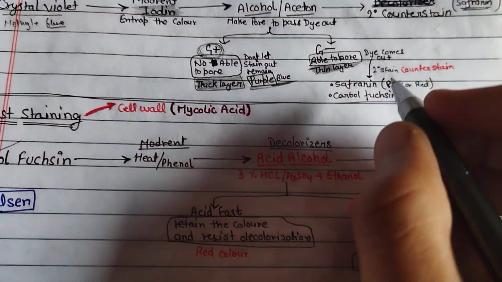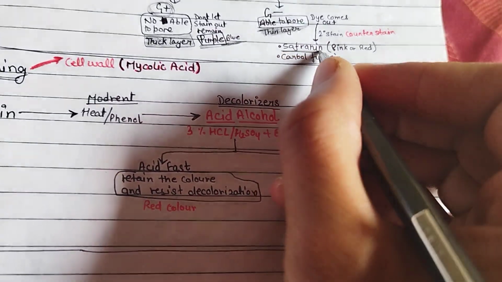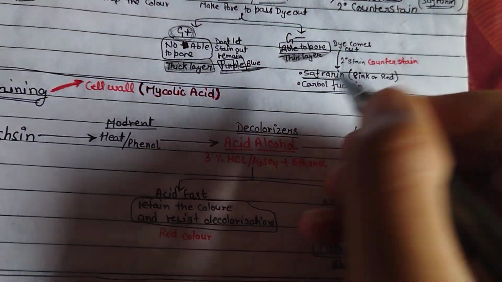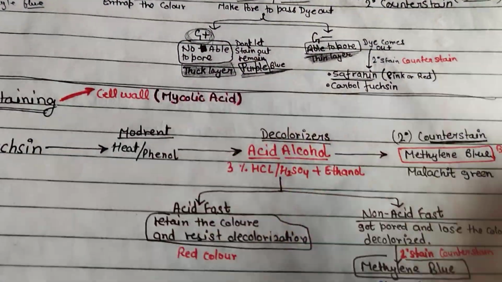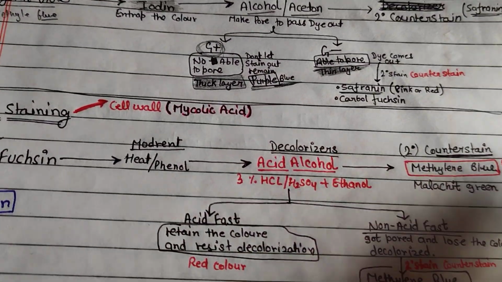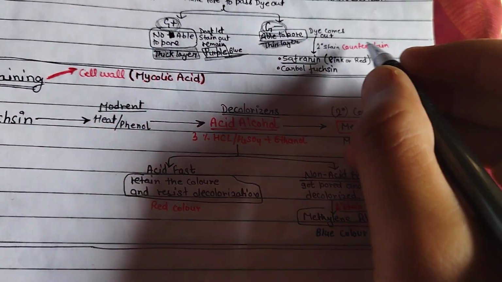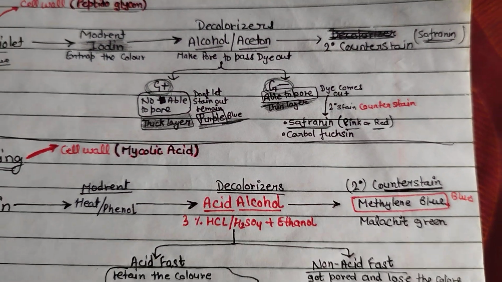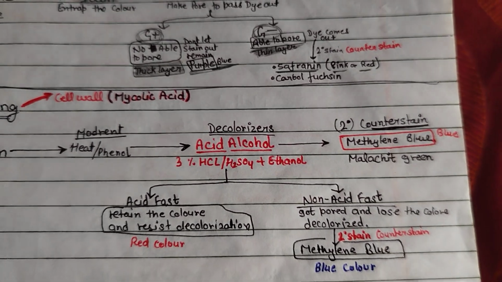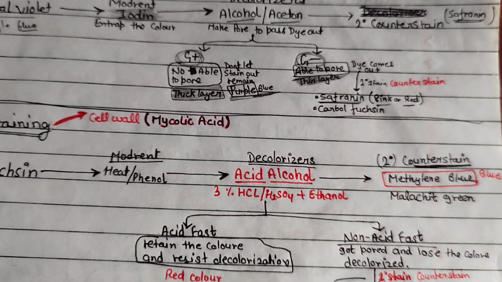Then we use a second stain, which is a counter stain or our secondary stain, right? Safranin. Basically we use here safranin. Carbol fuchsin sometimes, but mainly it is safranin, which is pink or red in color, right? So the gram negative bacteria will contain a pink or red color. That's why we can differentiate in the microscope with these two different colors, right, between the gram negative and gram positive bacteria. Hope you got it.